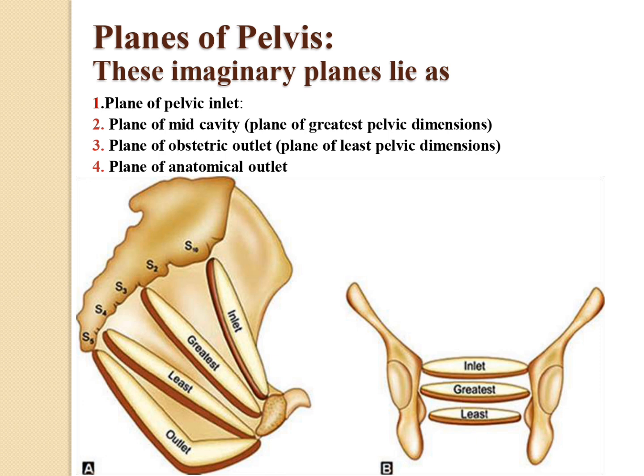These imaginary planes lie as: first plane is plane of pelvic inlet, second plane is plane of mid cavity or plane of greatest pelvic dimension. Third plane is plane of obstetric outlet or plane of least pelvic dimensions. Fourth plane is plane of anatomical outlet, and all these planes are shown in figures.